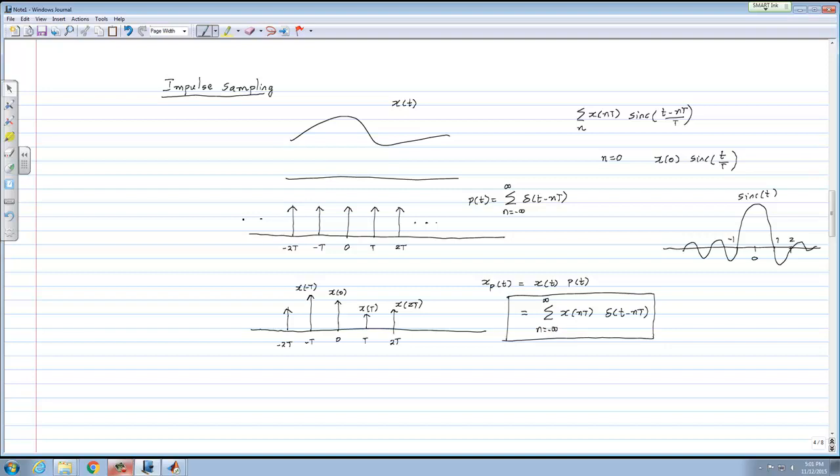But what is sinc t over T? What is that function? What does that operation of t divided by T do? Stretches it out, right? So what that means is sinc t over T is a function that looks like this, where now the zero crossings are going to be at integer multiples of capital T. Do you agree?